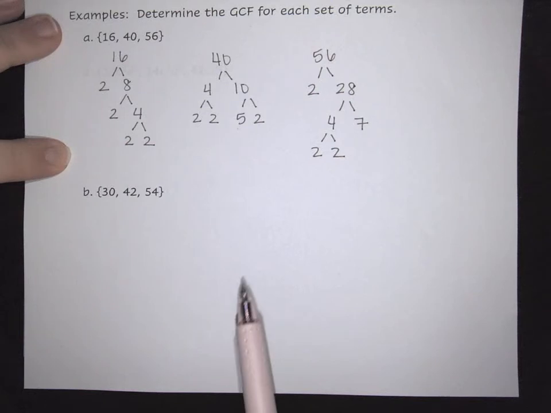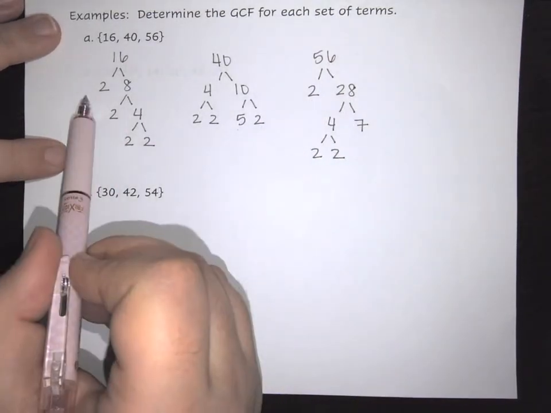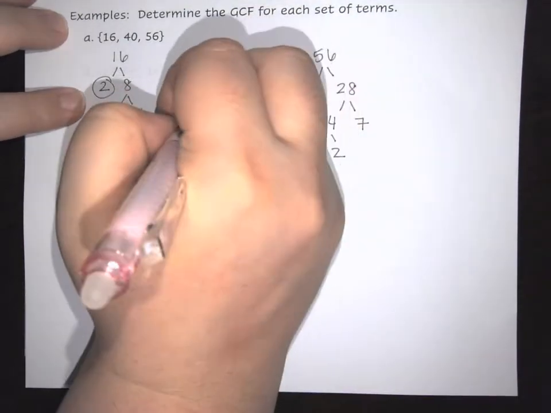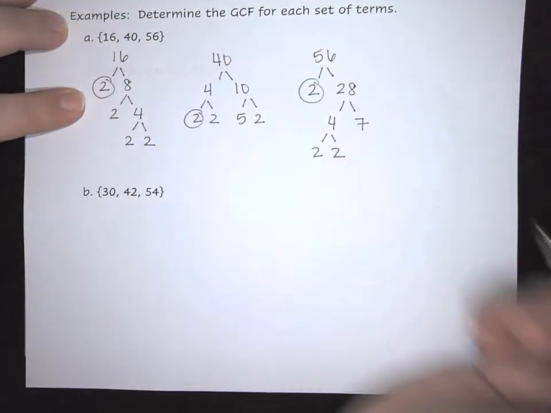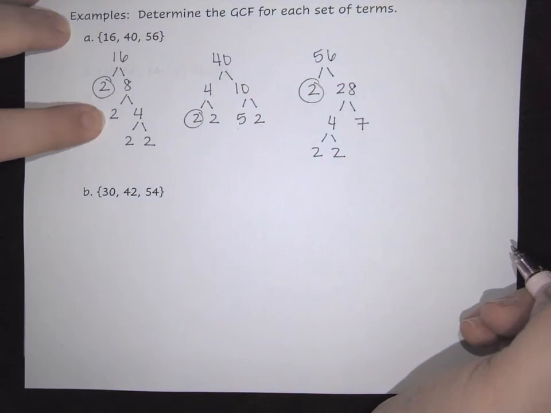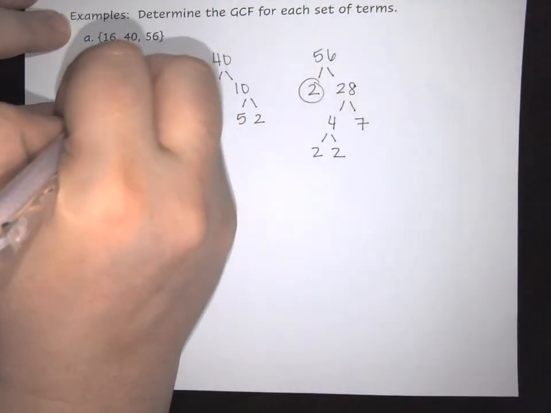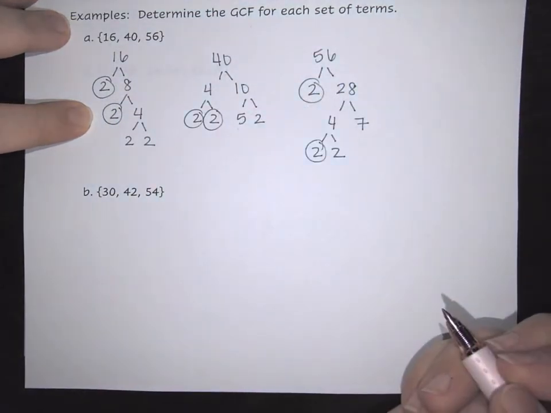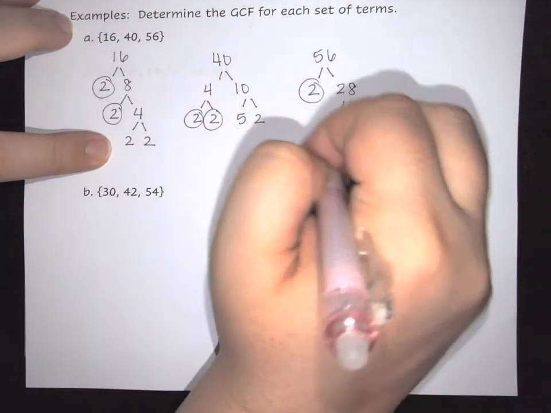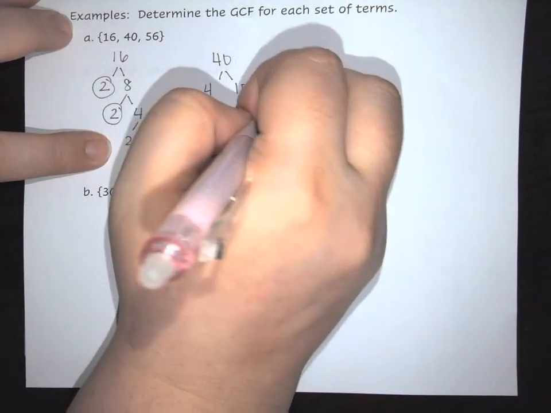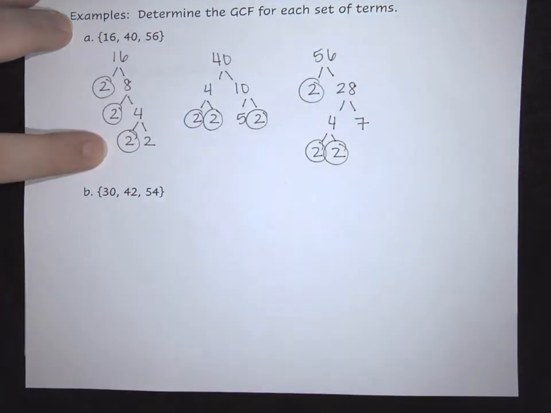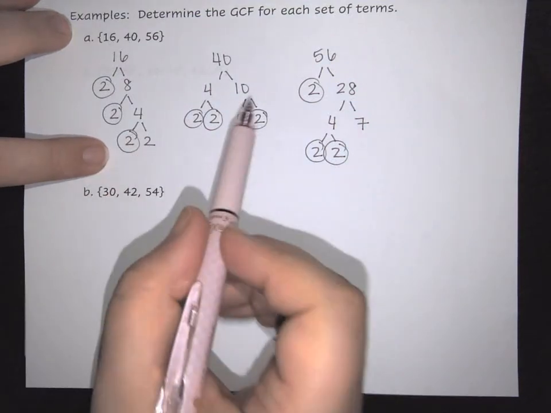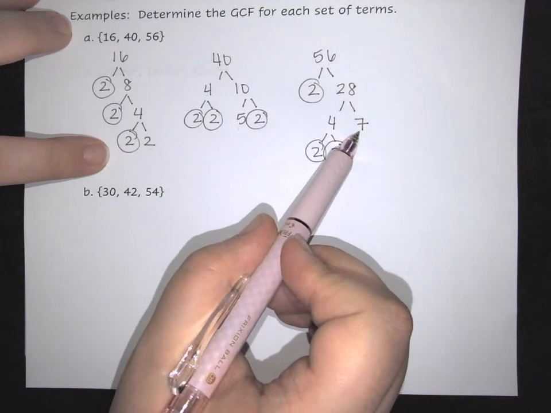So the first thing that you want to do is identify what is common. I have a 2 under 16, a 2 under 40, and a 2 under 56. But now if you look, I have another 2 under 16, another 2 under 40, another 2 under 56. I can go one more. I have a third 2 under 56, a third 2 under 40, and a third 2 under my 16. Now if I look, the only things that are left are a 5 under 40 and a 7 under 56.